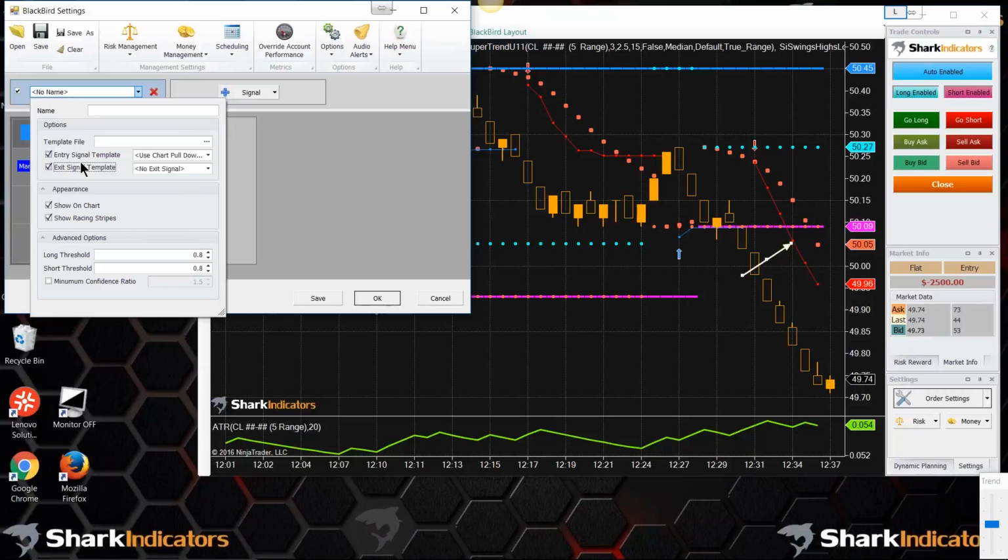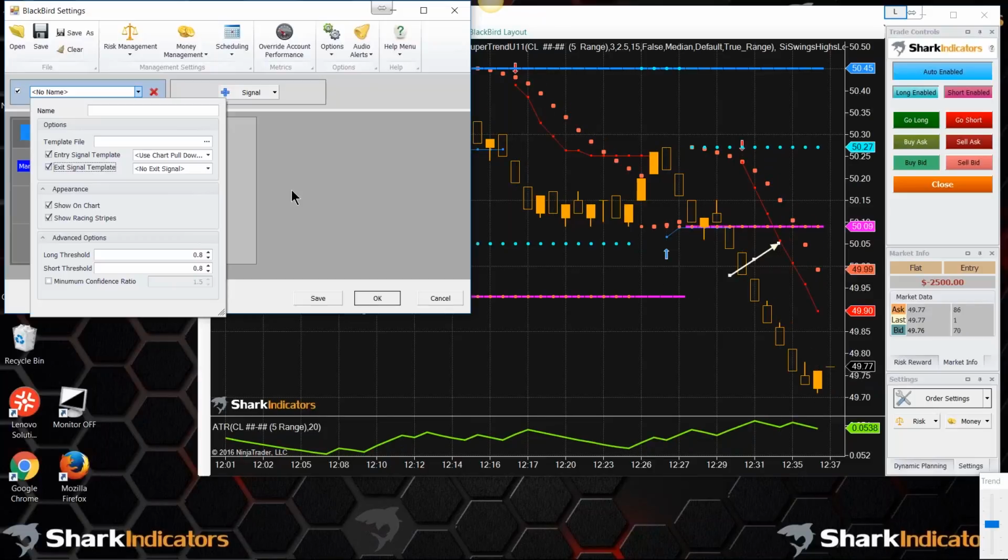So with Bloodhound, you can get an entry signal or an exit signal to flatten out. So RJ's question again is, when building a template, does all the work need to start from the smallest time frame? Yes. So you'll want to have BlackBird running on the smallest time frame.